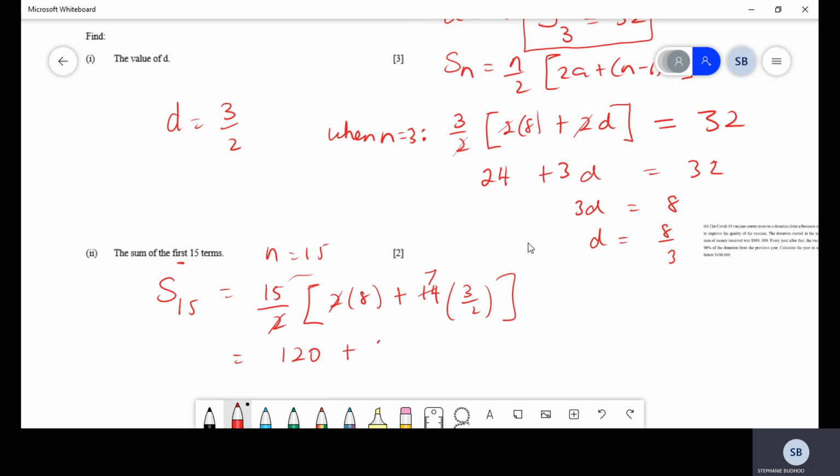I'm getting a big value. 315 all over 2. And then divided by 2 equals plus 120. That's a value of 277.5. So that's the sum of the first 15 terms in this question here.